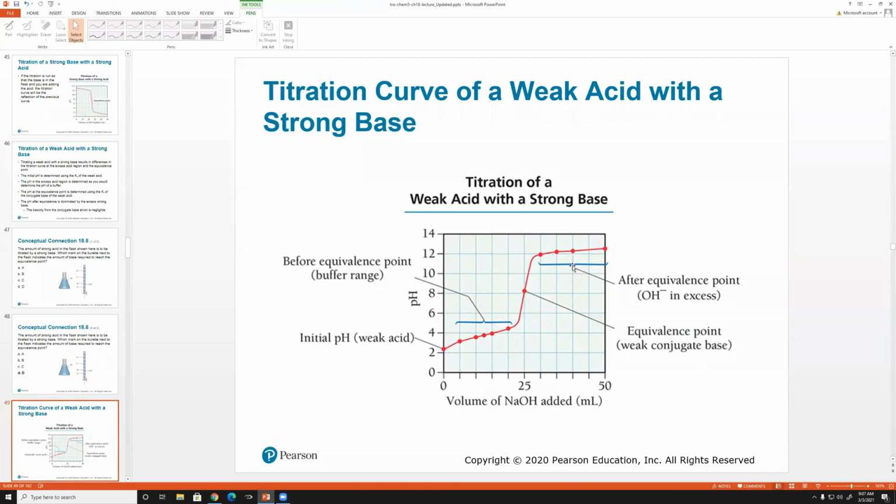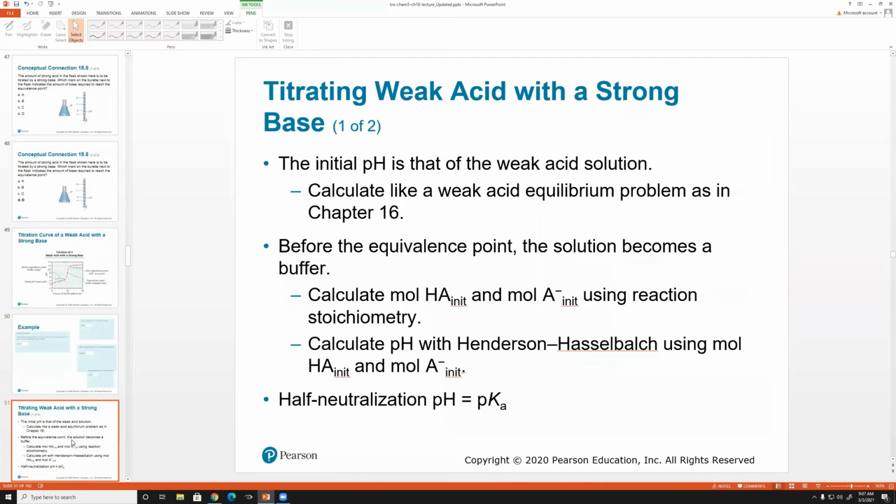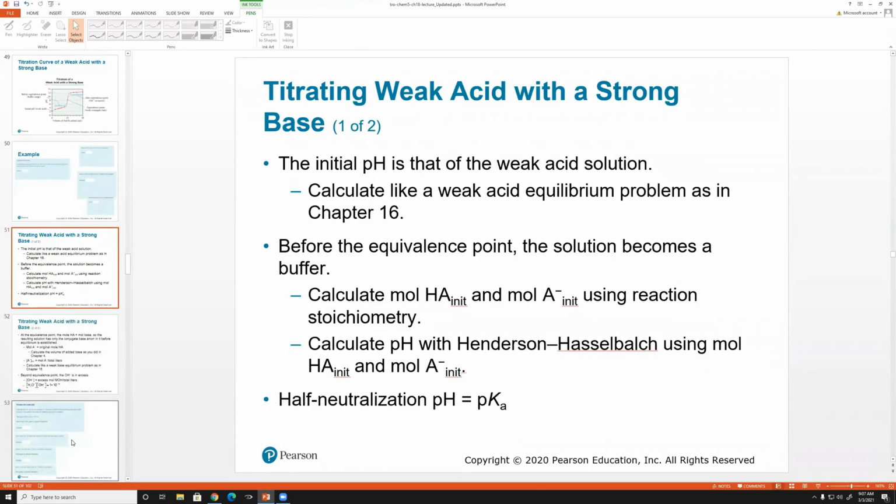And then after that, when you add more of the strong base, you're going to have an excess of OH minus, which you can use to figure out the pH. So we'll do these examples during class. And that's titrating a weak acid with a strong base.